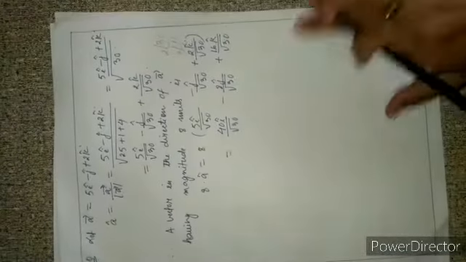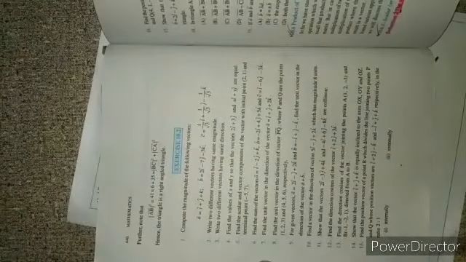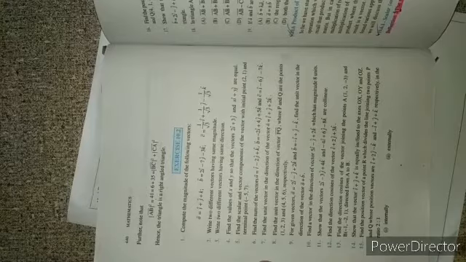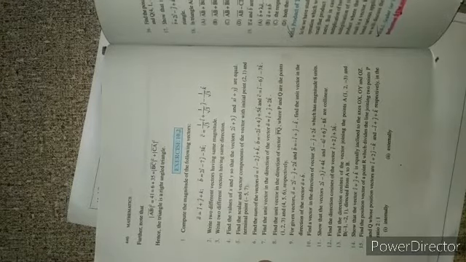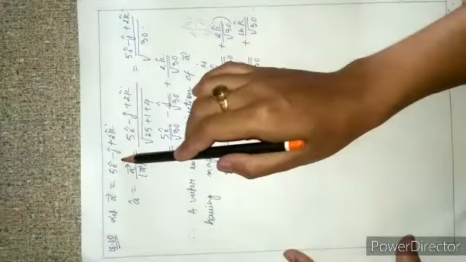This is the answer to question number 9. Last, question number 10. Here the question is: find a vector in the direction of 5i cap minus j cap plus 2k cap vector which has magnitude 8 units. Let A vector represent the given vector.